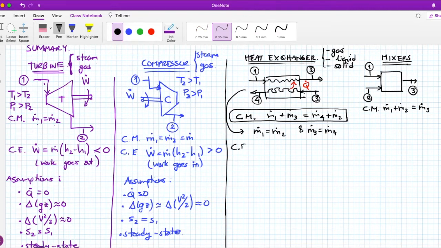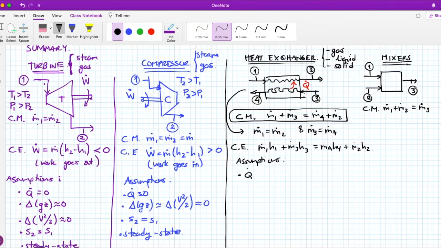Going on with this heat exchanger, conservation of energy should be: m1 h1 going in plus m3 h3 going in equals m4 h4 plus m2 h2. That's it. These are my assumptions so that you know how I got to that place.